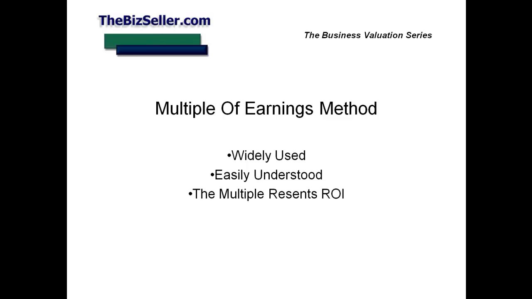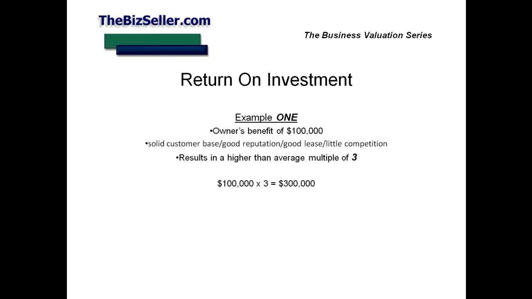Now, the multiple of earnings method is one of the simpler ways to value a business. You simply take that owner's benefit number and multiply it by a number called the multiple to arrive at your asking price. And the multiple can be viewed as a return on investment for the buyer. So it shouldn't be something that is just randomly picked out of thin air, although some people seem to think that that's what it is. That's why they don't understand or trust the multiple of earnings method. But let's look at a couple examples of two different types of businesses and see how this works.